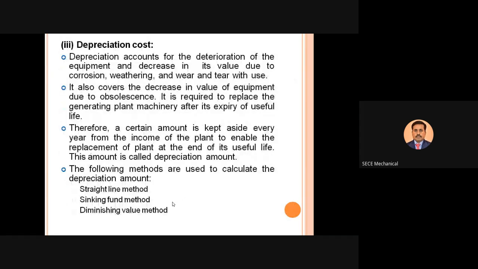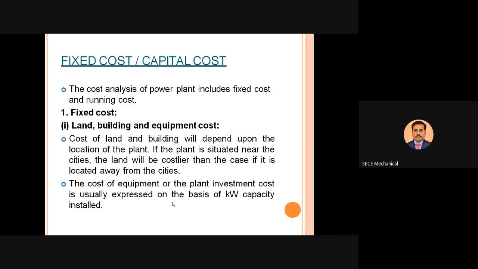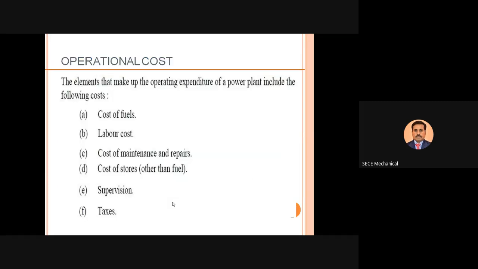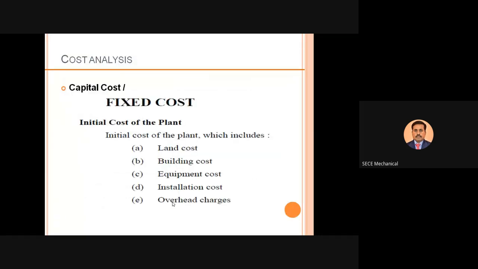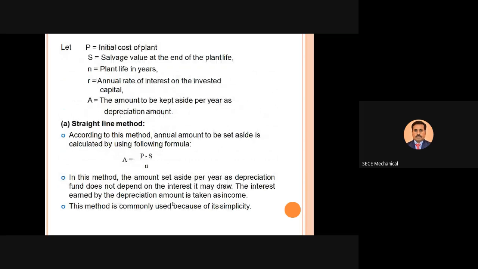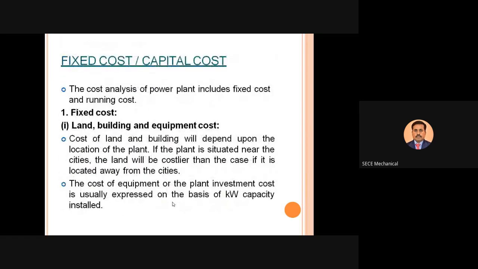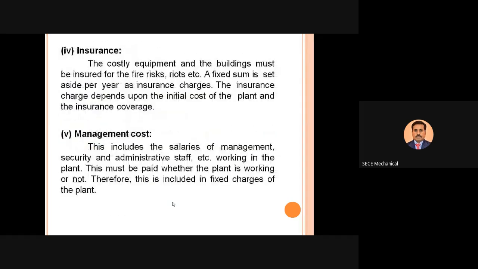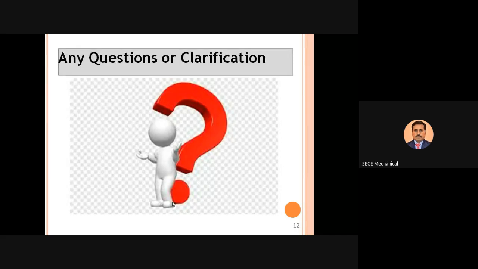Tomorrow we are going to discuss in detail fixed cost or capital cost. These are the two costs we discuss today: one is operational cost, and the second is capital cost. In the next class, we are going to discuss in detail how the fixed cost or capital cost is calculated, and how operational cost is calculated.